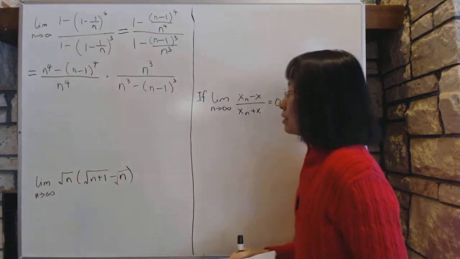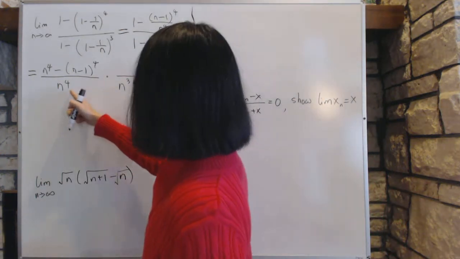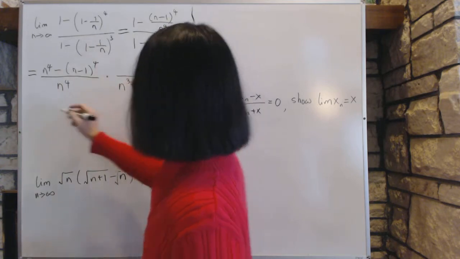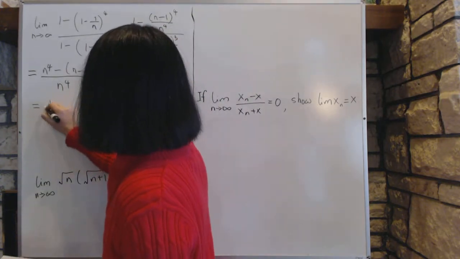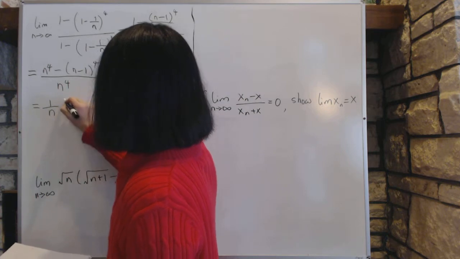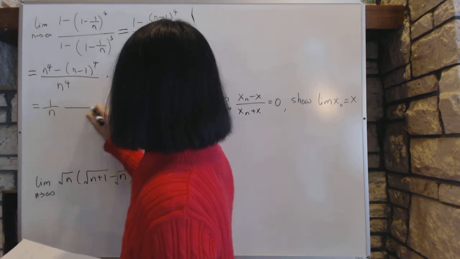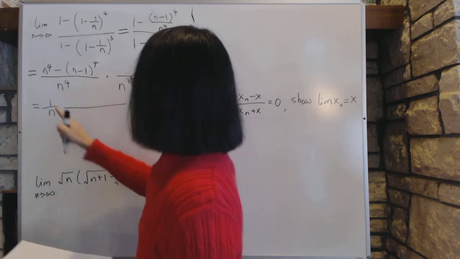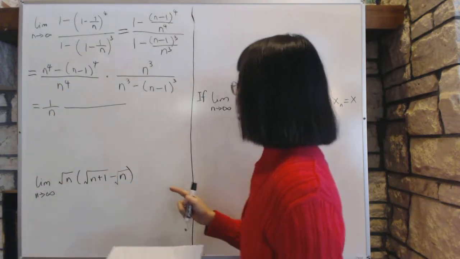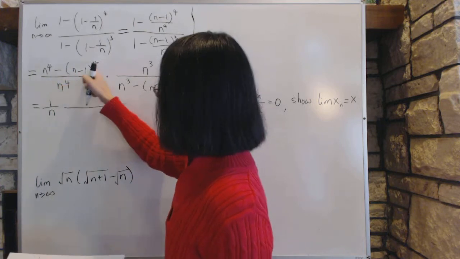So that's that. And at this point, you notice that the fourth power and the third power cancel out, so we have just 1 over n left. And then for the rest of it, we have 1 on the numerator and 1 on the denominator. And we just need to calculate out what that is. This is n to the power 4.